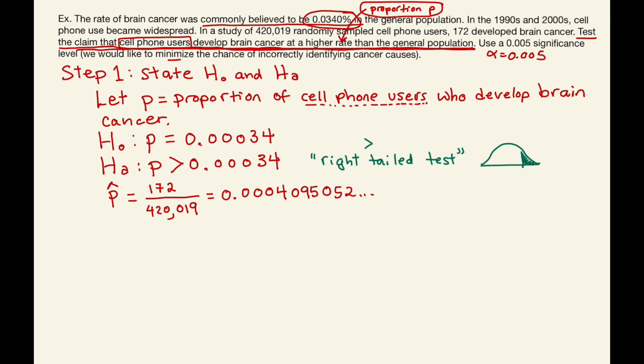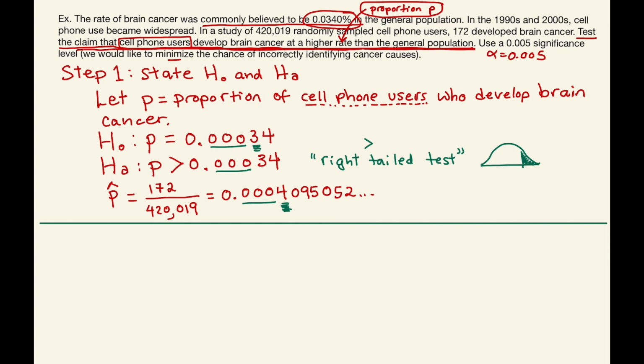I wanted to point out that this number, although it's very small, is actually larger than what we see in the null hypothesis, because there's a 3 in the 10,000th place here, and we've got a 4, which shows us in the sample the rate was higher. But the question is, is it high enough that we believe this statement is true for the whole entire population of cell phone users? Or is it simply higher in the sample compared to our null hypothesis? So that is the main question.